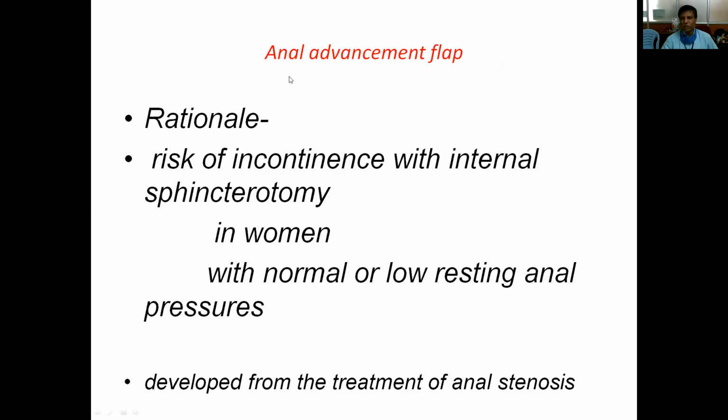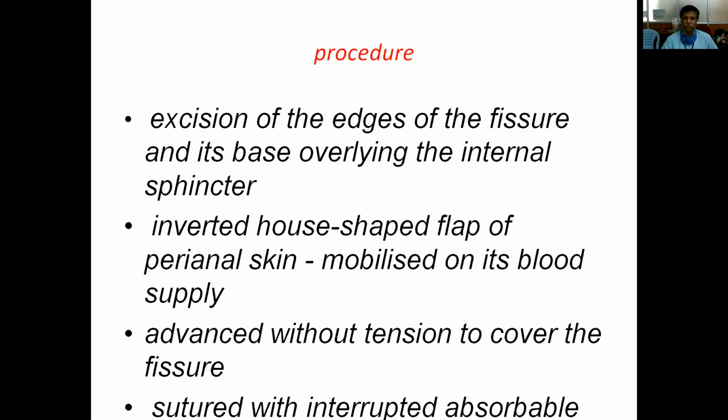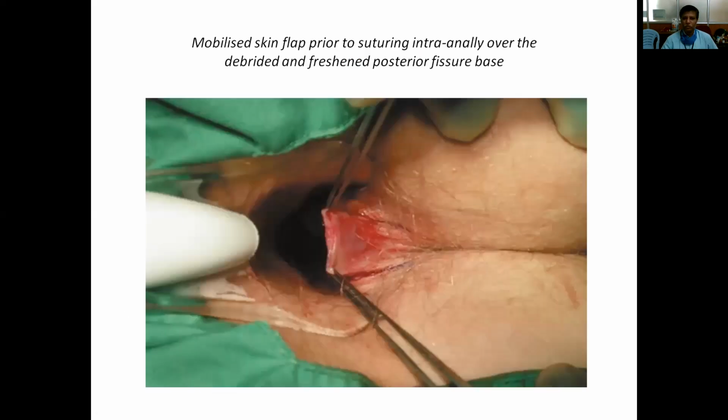Another new procedure, without risk of incontinence, is the anal advancement flap. The local flap is raised in the perianal skin. After excising the chronic fissure, you can advance this skin flap into the anal canal and close the defect. This is the recent type of treatment without the risk of incontinence. This is the advancement flap. Perianal skin is raised and sutured into the anal canal.